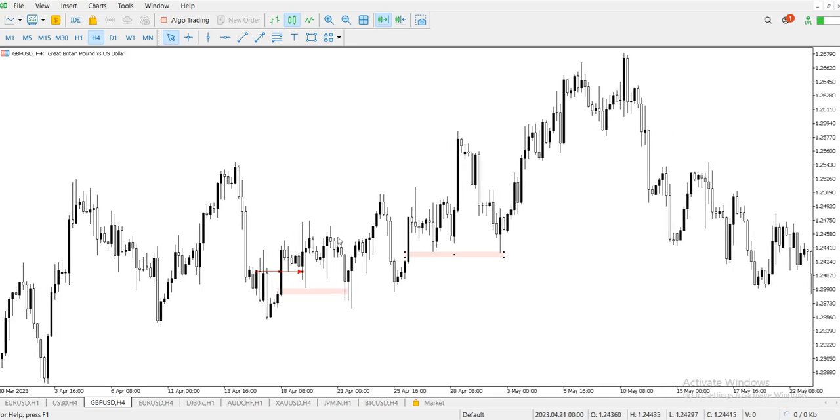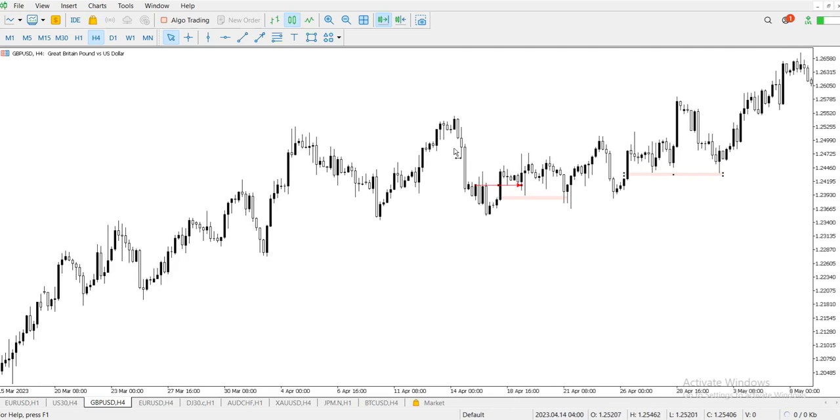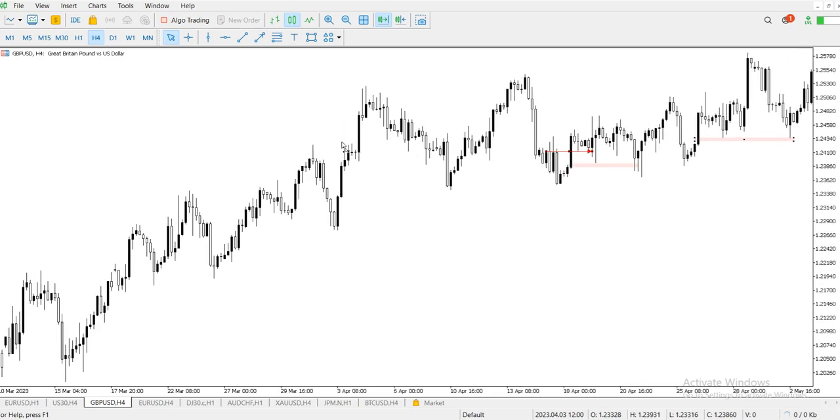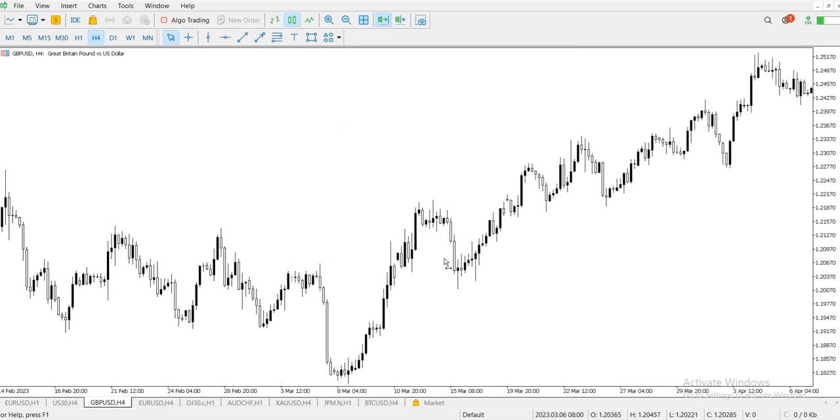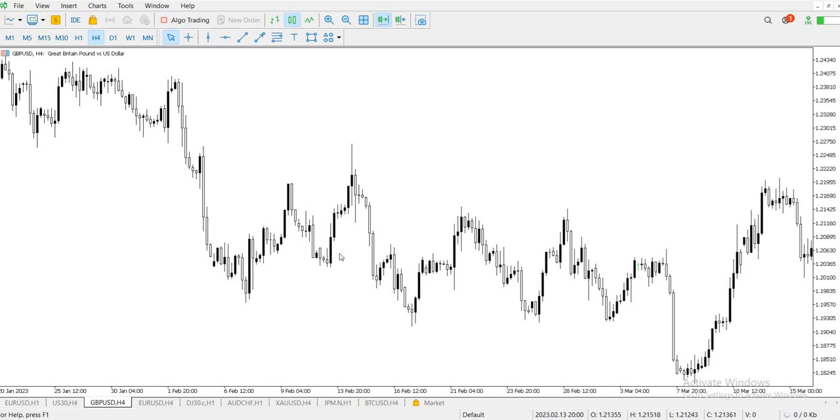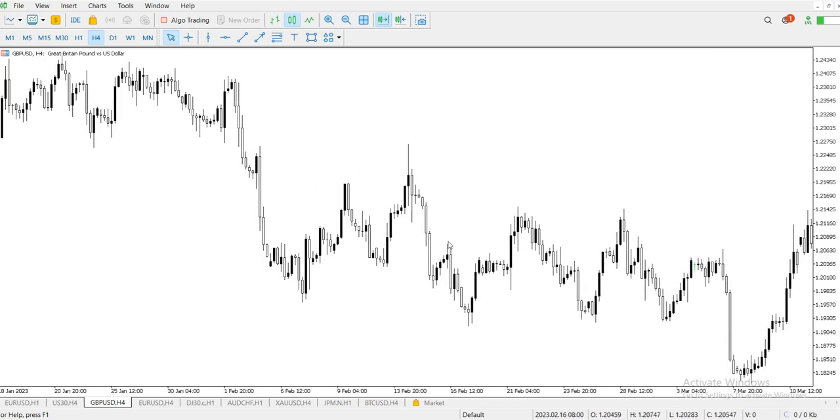It's a very powerful concept. You see this also happening here. Took this liquidity here, price rallied. Took this, mitigated this imbalance, price rallies. That is how this works, guys. You can see this again and again on your chart.